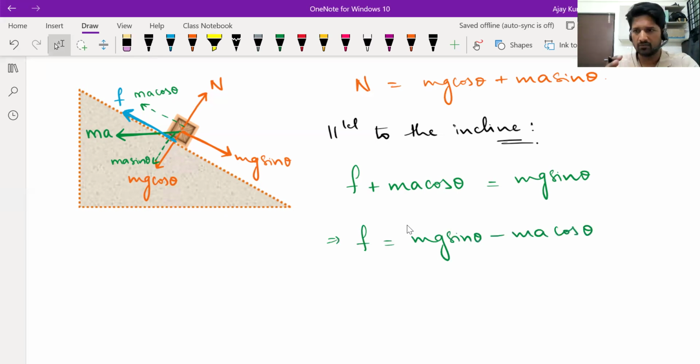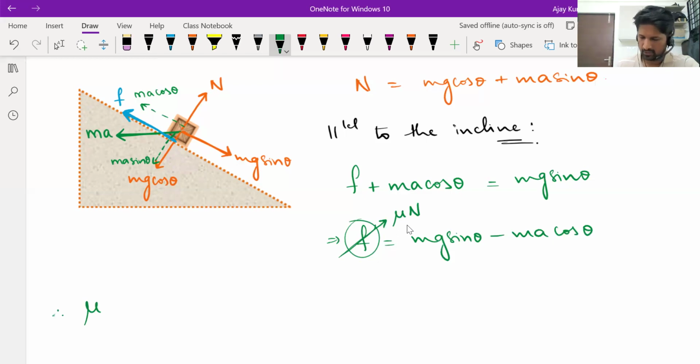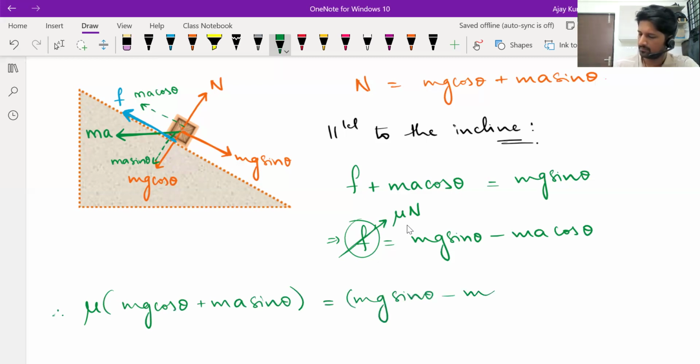And we know that we are looking at the extreme case where the block is just about to slide, but it's not sliding. Means the friction acting here is the limiting friction. In that case, we can replace F with mu N. Therefore, mu into how much is the normal force? mg cos theta plus ma sin theta is equal to right side mg sin theta minus ma cos theta. Okay, that's why I said this is a slightly difficult situation.